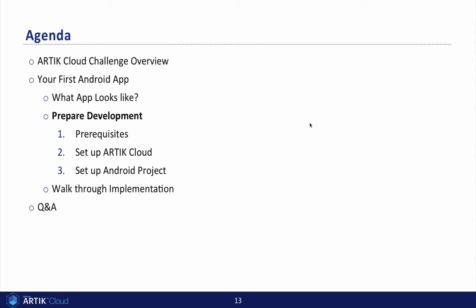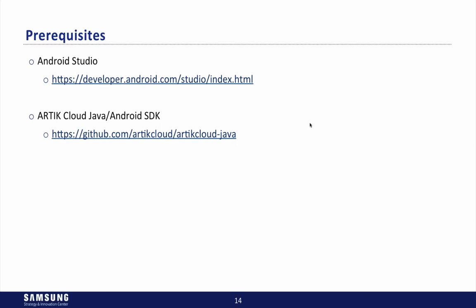Okay, now we are ready to talk about how to set up your development environment. First, make sure that you have the right tools installed. Then we need to do setup at ARTIK Cloud, and also set up the Android project. This is an Android application, so you must have Android Studio installed. And we also use the Java Android SDK, the ARTIK Cloud SDK.